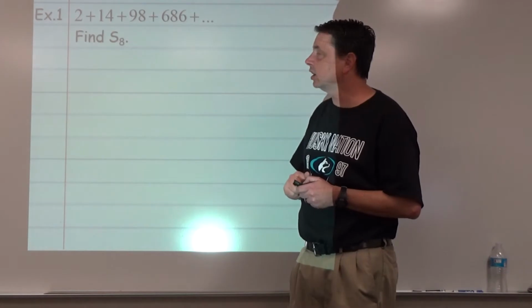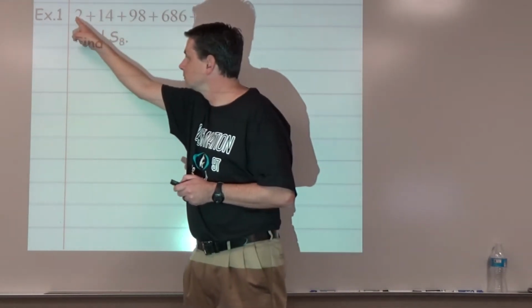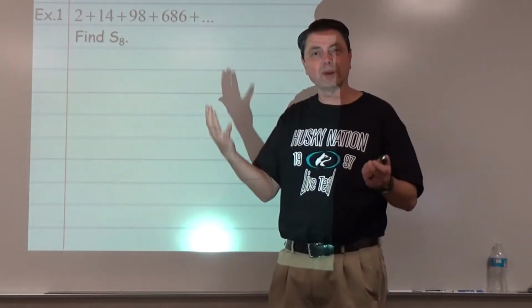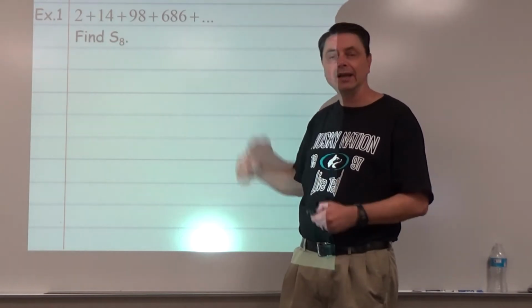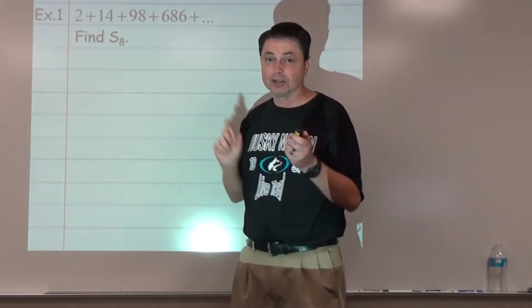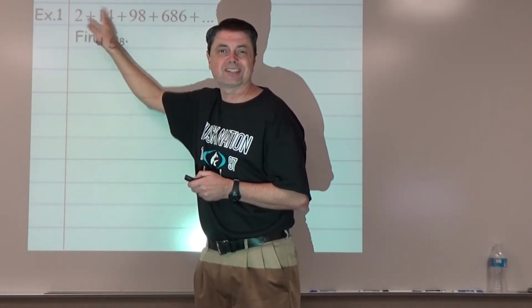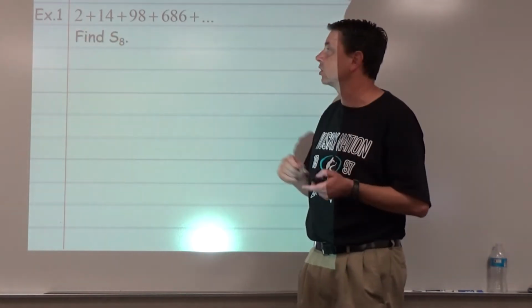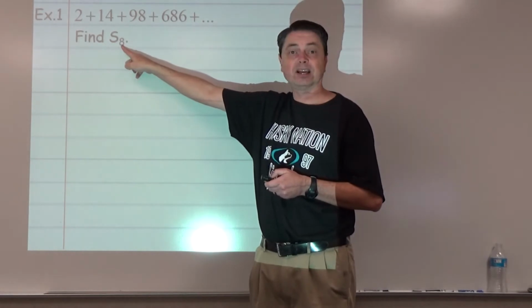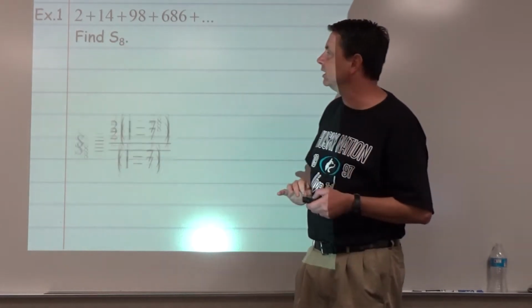3 things we need to know. A sub 1. R, remember the pattern, what was multiplied by. And if we can't quite figure that out, if we know it's geometric, just take one of these and divide by the one in front of it. 14 divided by 2 is 7. That's our r. And that's how many. So those are the 3 things we need.